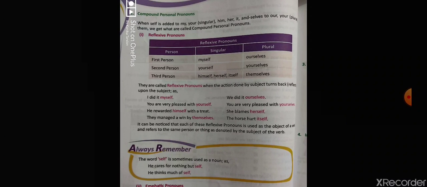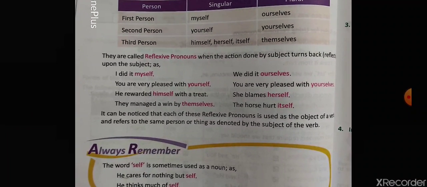So in the reflexive form, the action done by the subject turns back upon the subject. Whenever the action is taking place and the compound personal pronoun turns back to the subject, the compound personal pronoun is about the subject only. Like, I did it myself. Here I is the personal pronoun and myself is the compound personal pronoun, and I and myself are just the same, so it is hitting back at the subject.